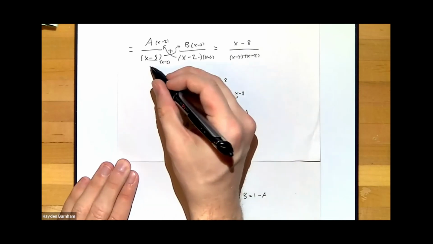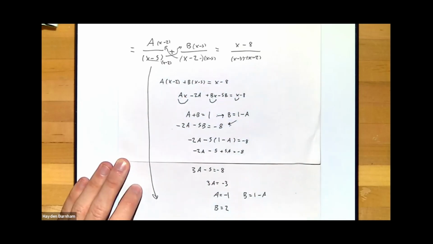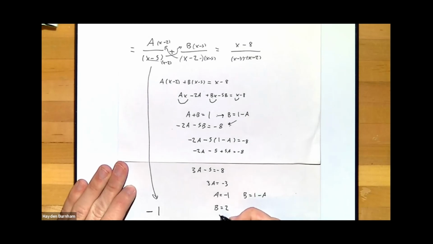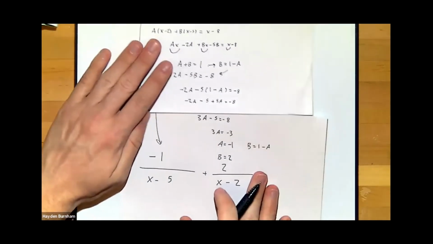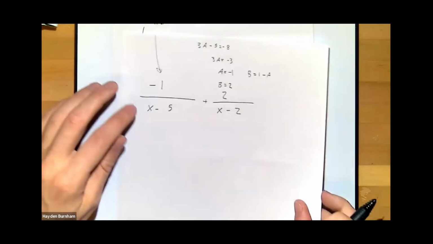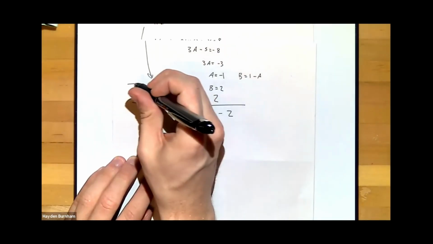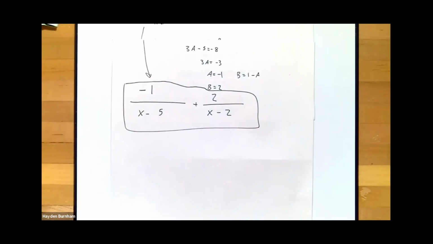So taking this original thing down here, we know that a has to be a negative 1 over x minus 5 plus b, which is 2, over x minus 2. So now we have successfully, oh, you can't even see that. Okay. I've successfully broken those up into 2 separate equations.